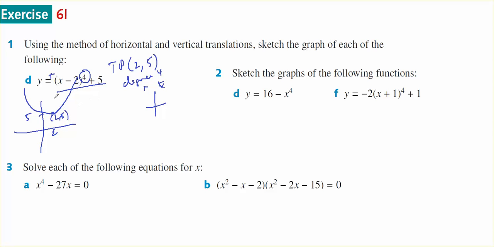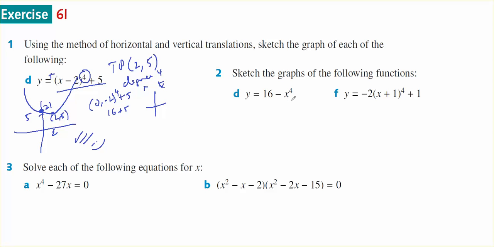I can find the y-intercept. The y-intercept will be 0 minus 2 to the power of 4 plus 5. 16 plus 5 is 21. And I've got 2 points labelled, and that's it.